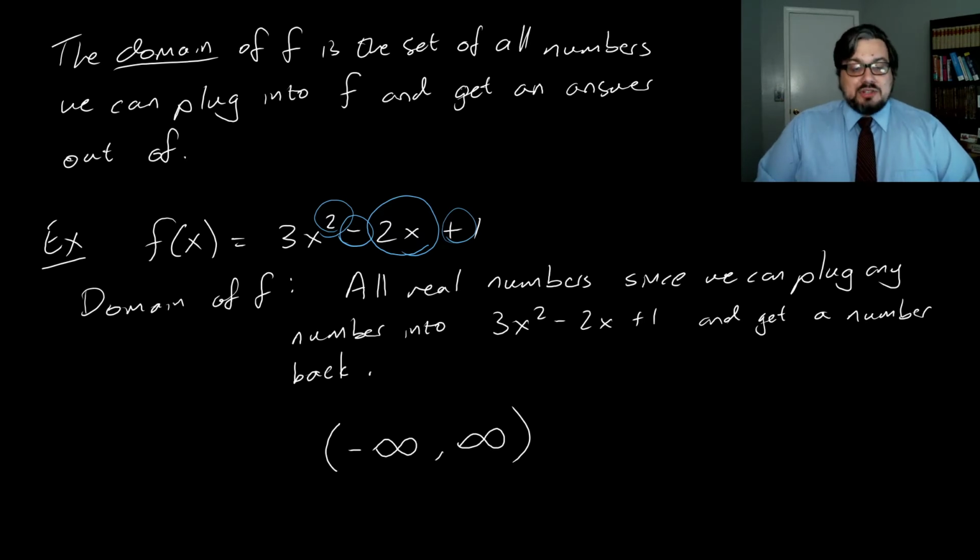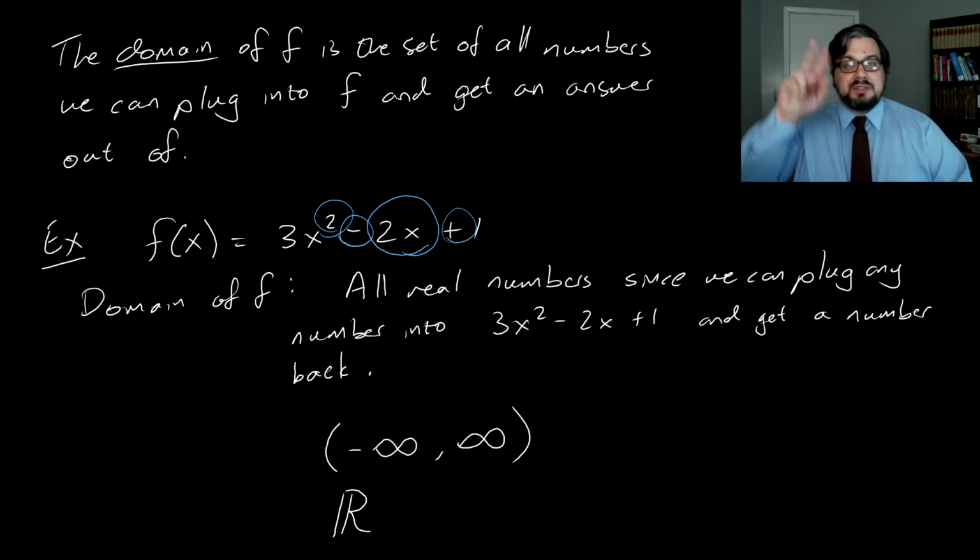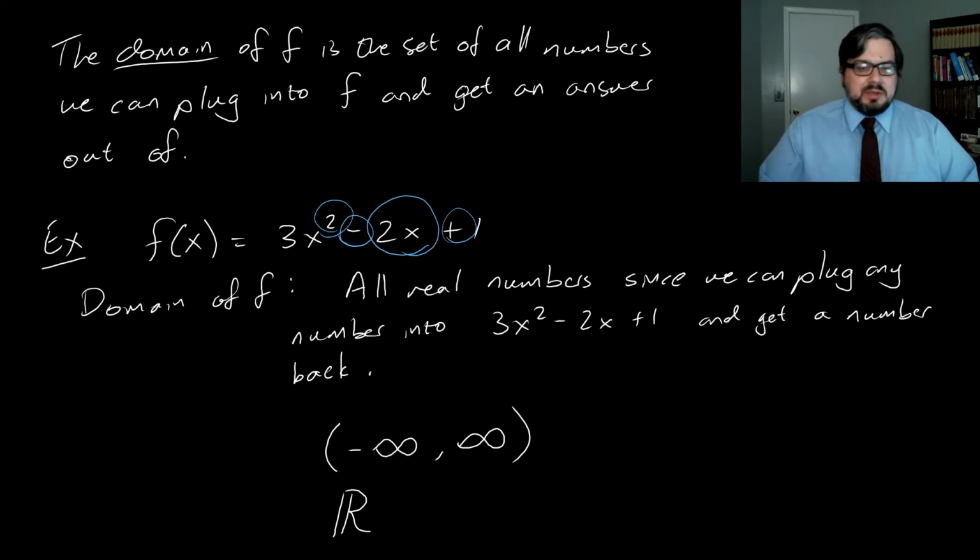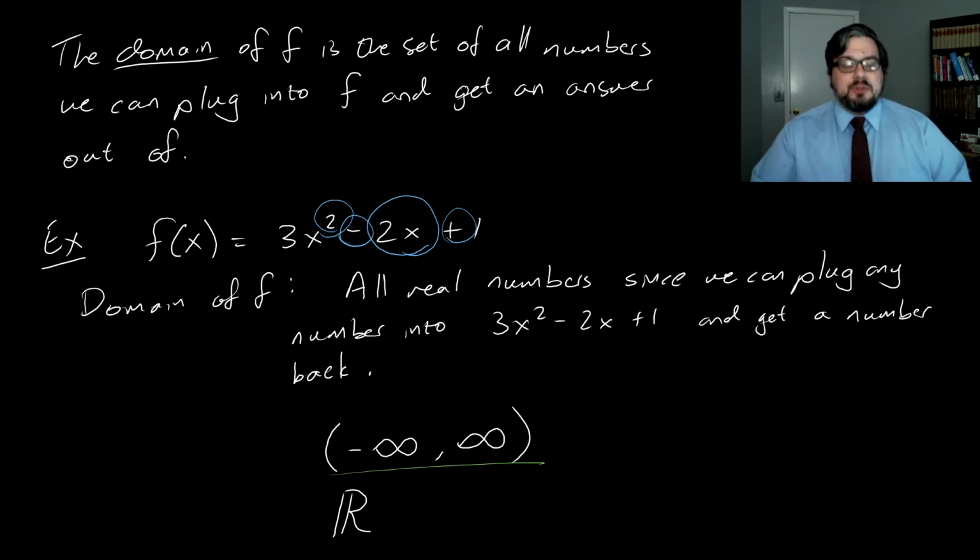You'll also occasionally see the following symbol, this fancy capital R with the double vertical line. This is also just a mathematical symbol for the set of all real numbers. Usually, however, we use the interval notation to describe the domain because it carries everything that we need in it.